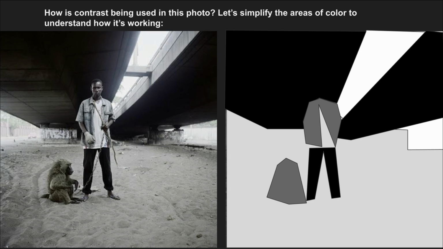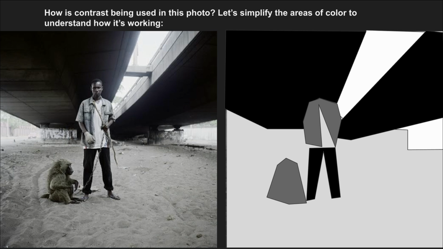How is contrast being used in this photo? Let's simplify the areas of color to understand how it's working. So what I did was I plugged this into Google Drawings and I overlaid polygonal shapes on top of it, just so that we could more clearly see what the shapes of color were doing in the composition. We're starting to get more abstract.